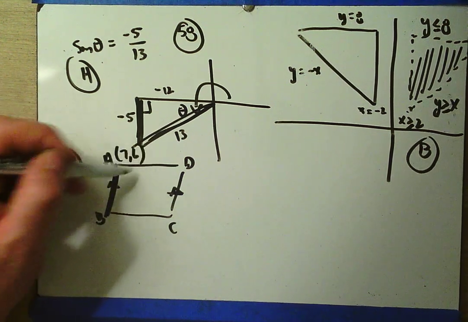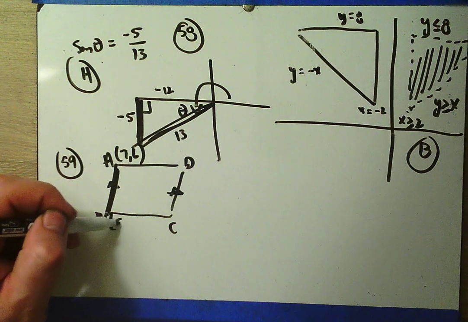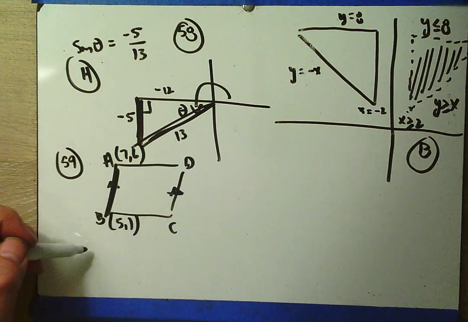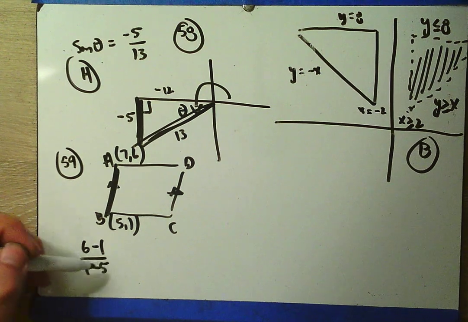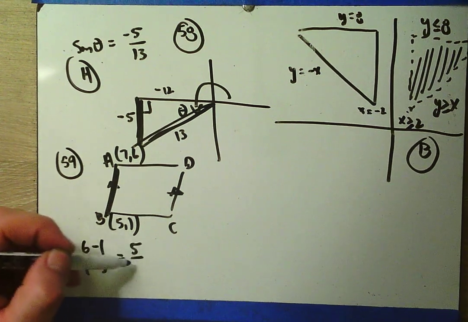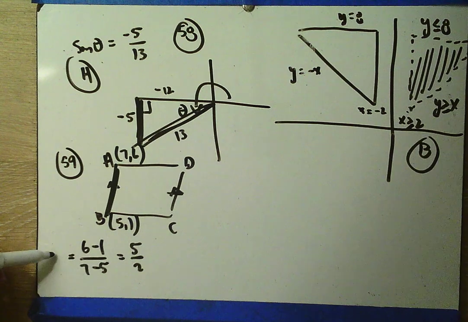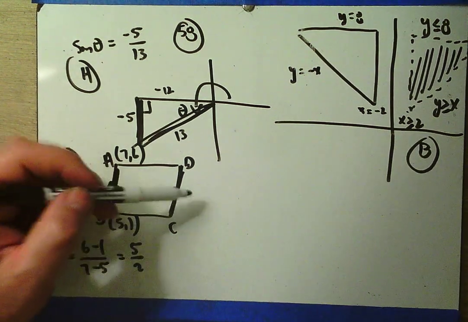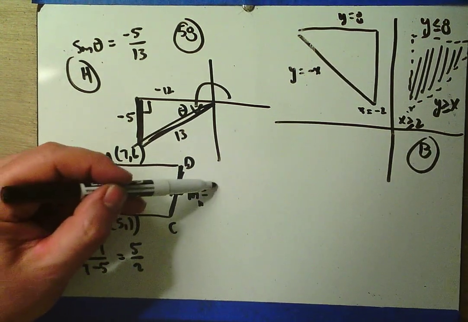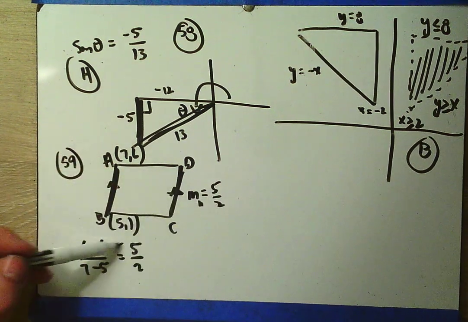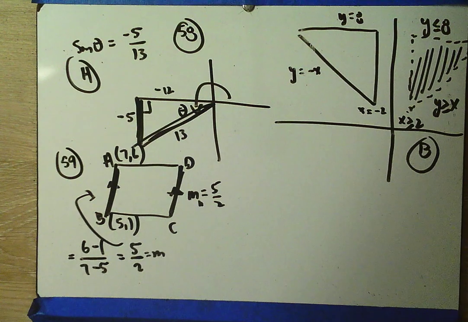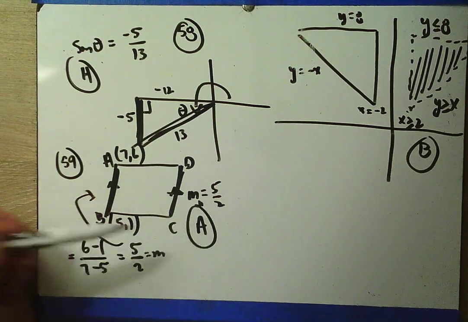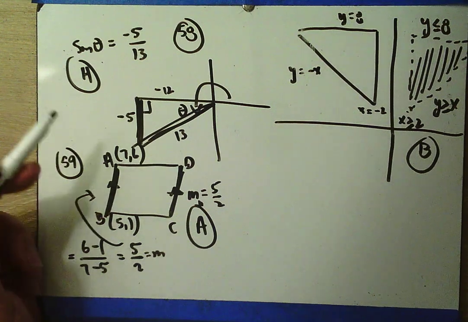A is at 7, 6, B is at 5, 1, and I find the slope. Rise over run, 6 minus 1, 7 minus 5, gives me 5 over 2. So the slope of this line must also be 5 over 2. So which of our choices has a slope of 5/2? And that's choice A.